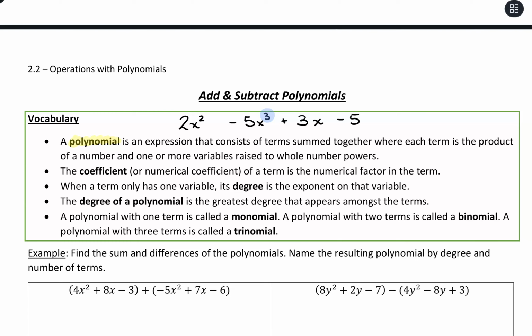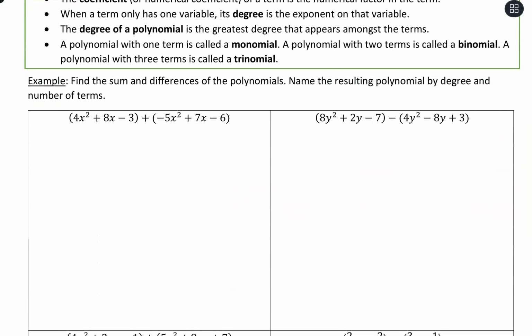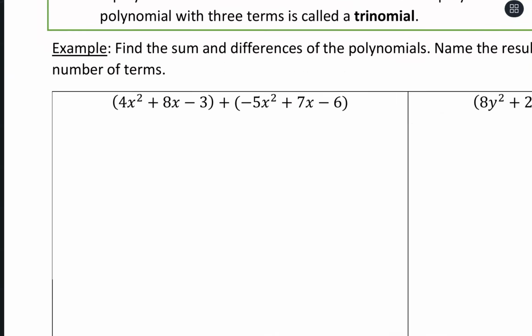If a polynomial is just one term, it's called a monomial. A polynomial with 2 terms is called a binomial. A polynomial with 3 terms is called a trinomial. And beyond that, we just call it polynomial. Okay, so adding, subtracting, we're really looking at combining like terms. And we're also going to name the resulting polynomial by degree and number of terms.